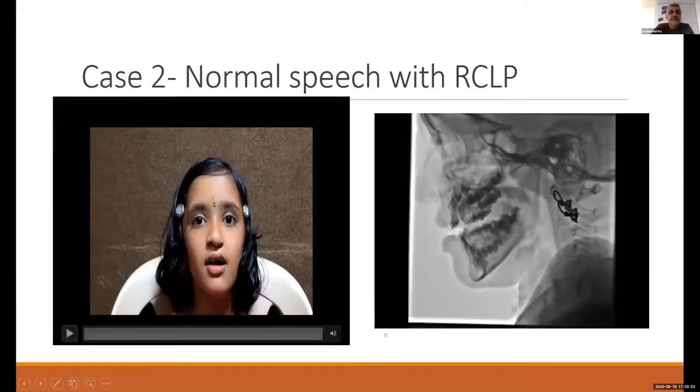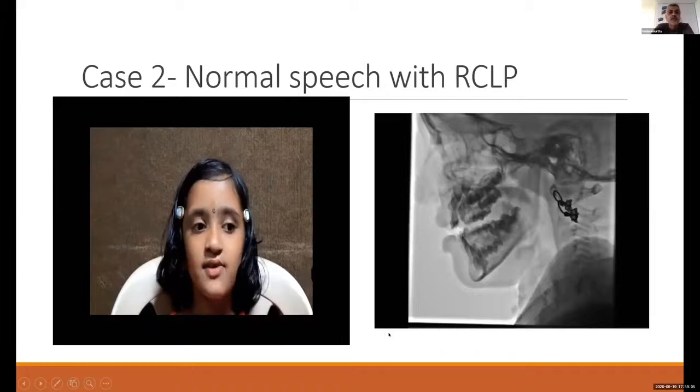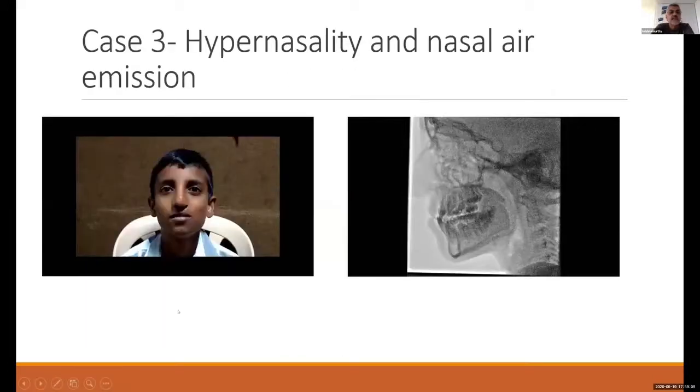Next slide, please. This is what you would want to have in all your patients. Unfortunately, it does not happen. So here is something which Aparna says is hypernasality and nasal air emission only, mainly or only.